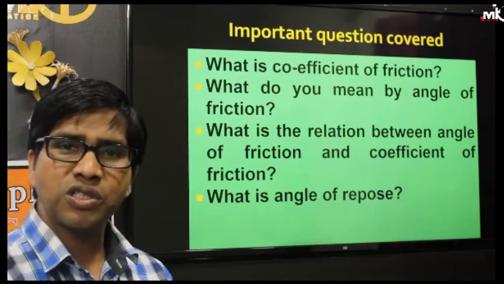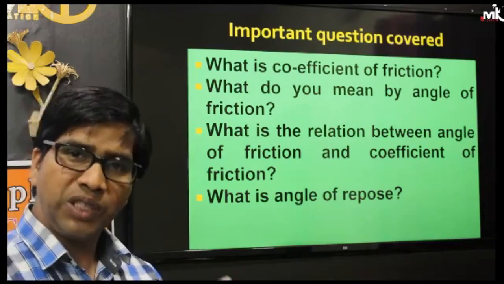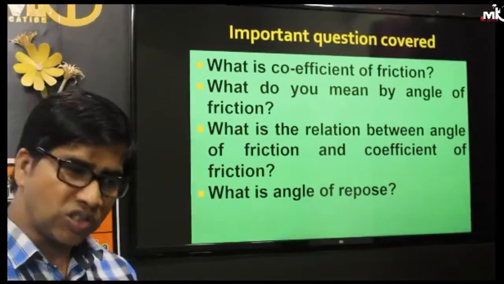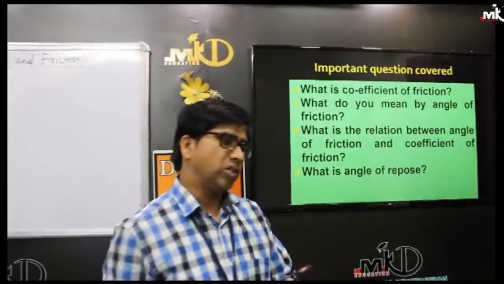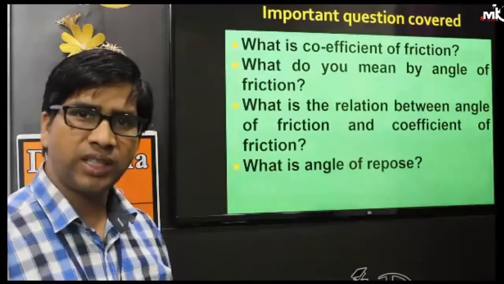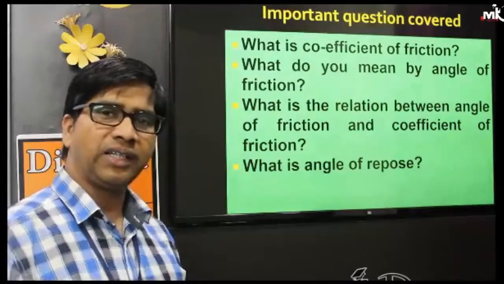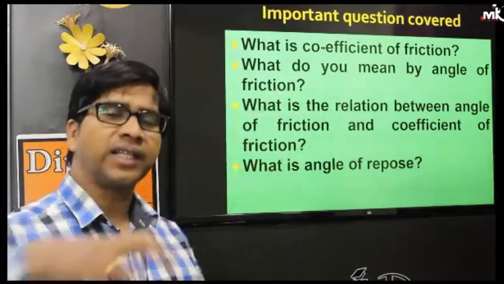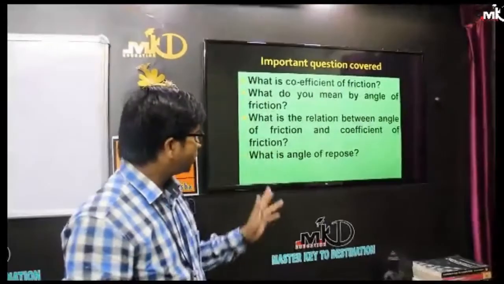And what is angle of repose? It is the minimum angle made by an inclined plane with horizontal such that a body placed over it just slips downward because of its own weight. So the last question is, what is angle of repose? Angle of repose means the minimum angle made by an inclined plane with horizontal such that if you place a body over that inclined plane, it will slide down because of its own weight. So that is your angle of repose.